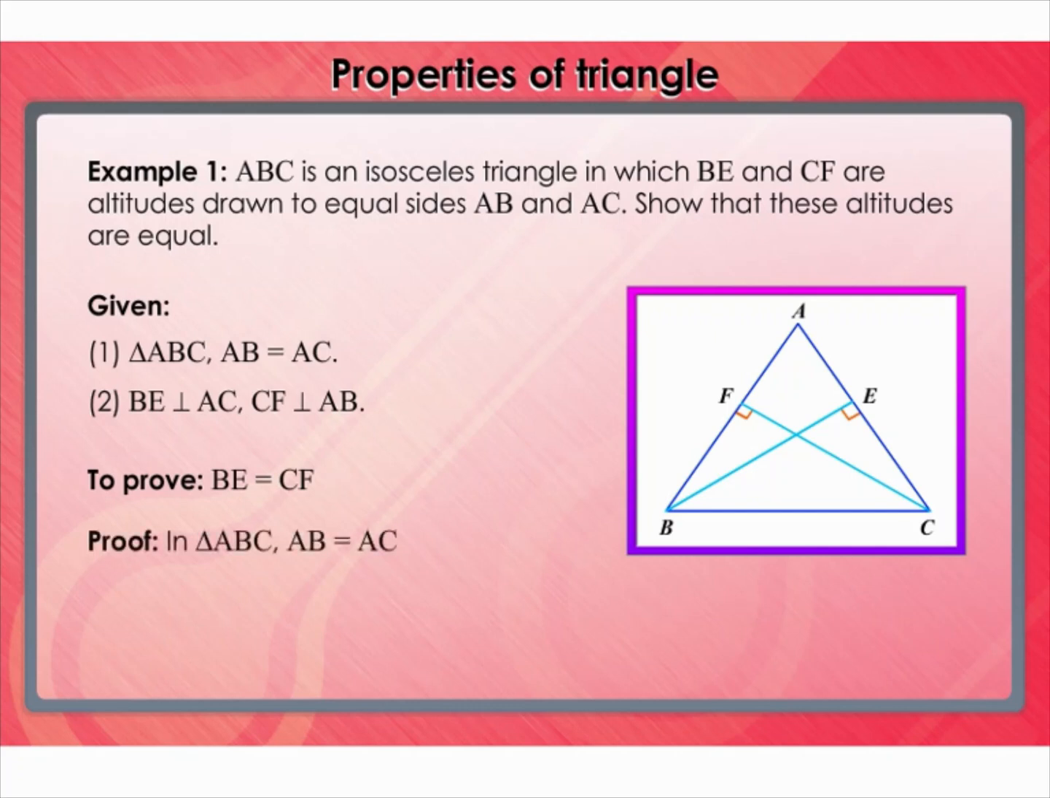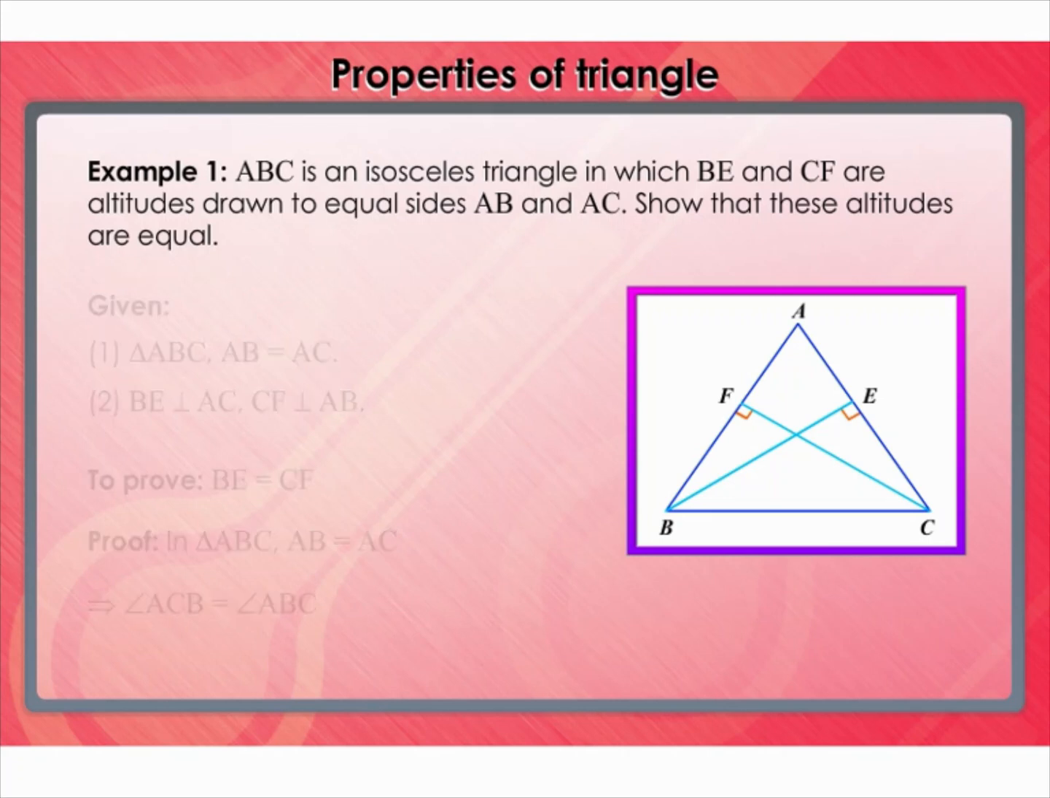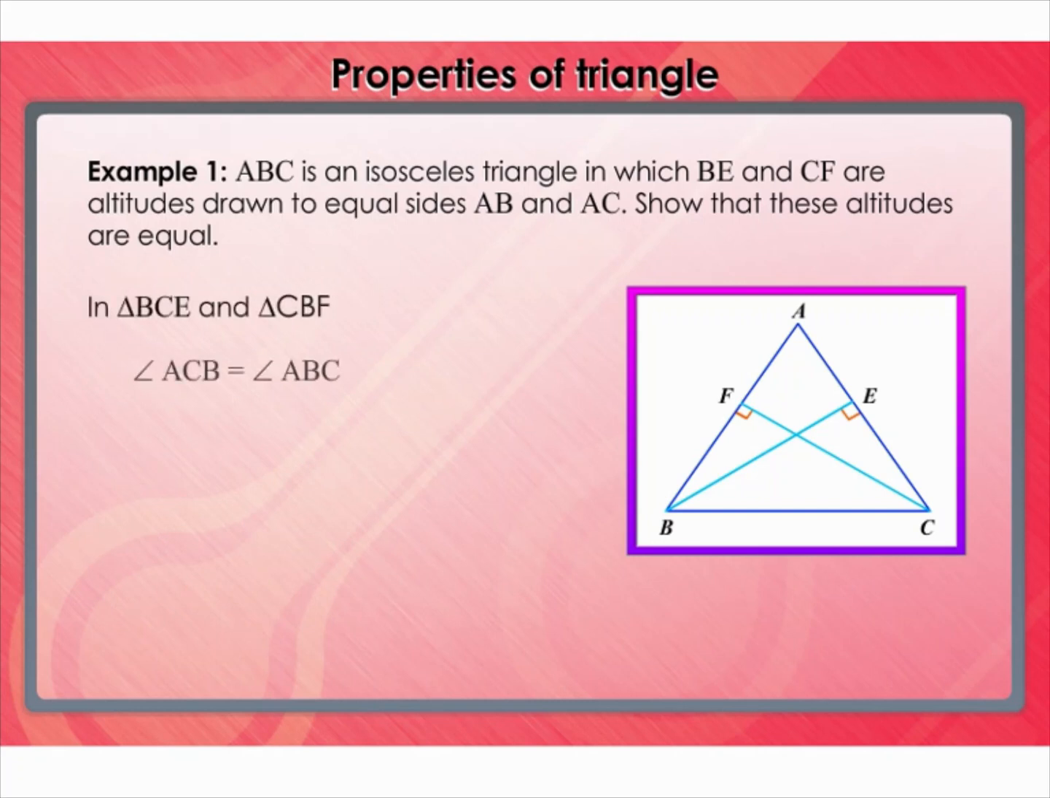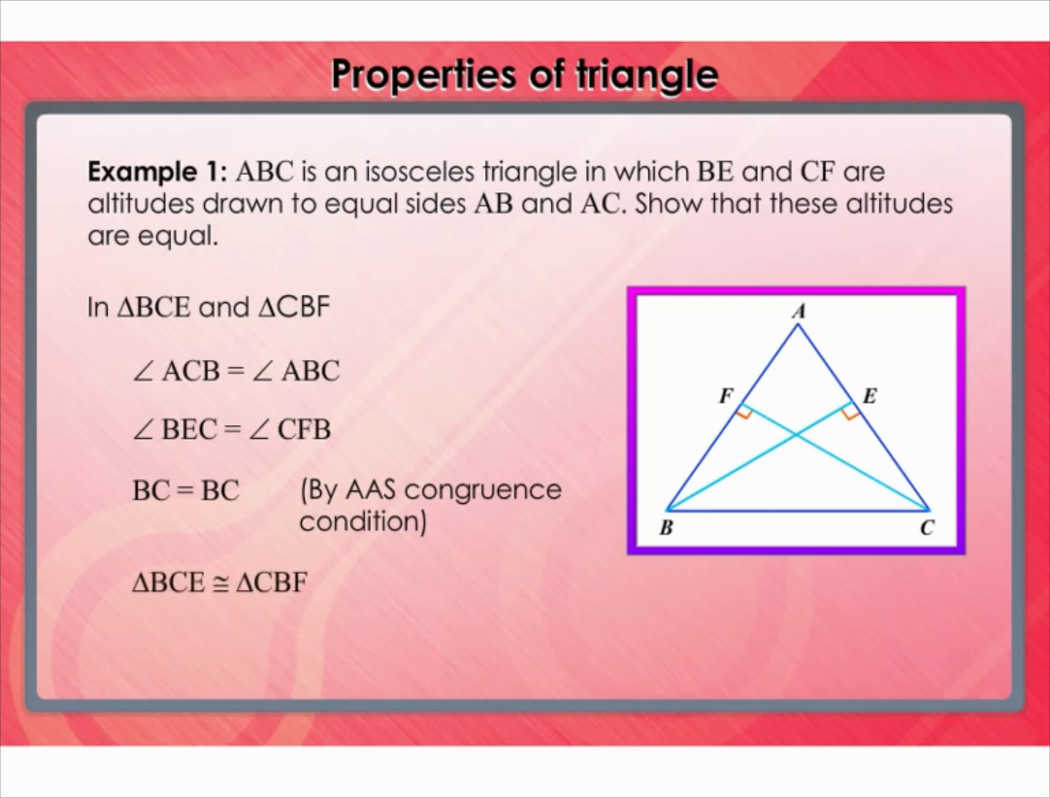In triangle ABC, AB is equal to AC. This implies angle ACB is equal to angle ABC. In triangle BCE and triangle CBF, angle ACB is equal to angle ABC. Angle BEC is equal to angle CFB. BC is equal to BC. Thus, by AAS congruence rule, triangle BCE is congruent to triangle CBF. Therefore, BE is equal to CF.